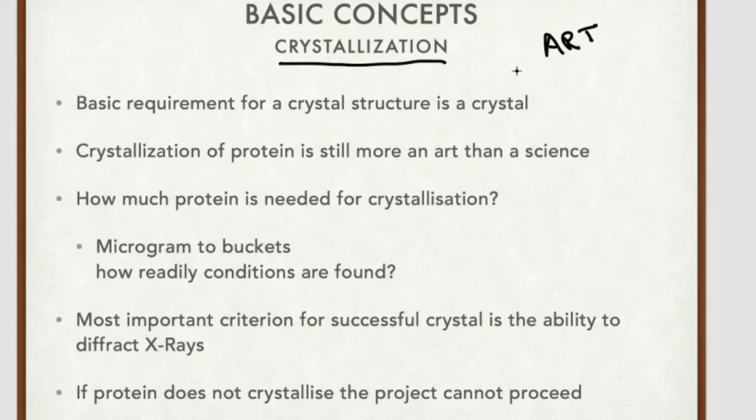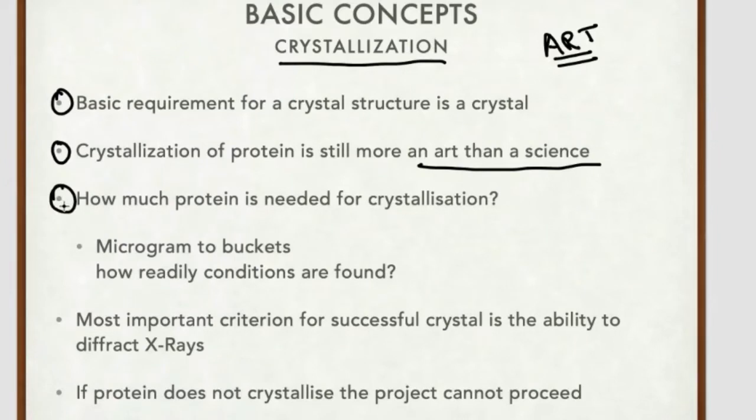So formation of the crystal is the very first step, the starting point. If you don't have the crystal, there's no point of talking about crystallization. There's no point of talking about X-ray crystallography, right? So the basic requirement for a crystal structure is the crystal. We have to form the crystal. That's the main job of the crystallographer, right? So it's a kind of art. That's what I said: crystallization of protein is still more an art than a science. It's a very important fact, right? If you ask a crystallographer, they can accept that it's a kind of art rather than a science, right?